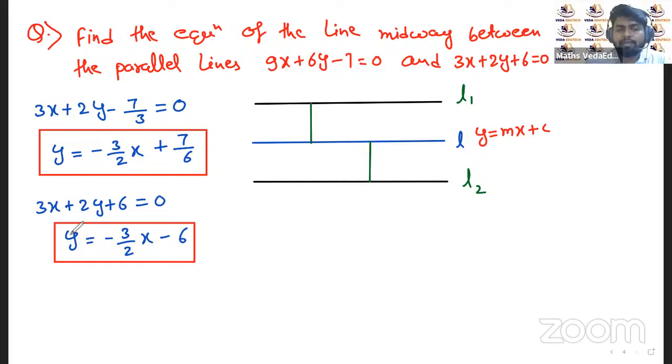So if we are going to divide it by 2, this will also become 6 by 2, so that is minus 3. And here it's 7 by 6, yeah, it's correct. Now, what we need to do is find the slope here. The slope is nothing but m, or the coefficient of x, which is minus 3 by 2 everywhere. So m is minus of 3 by 2.